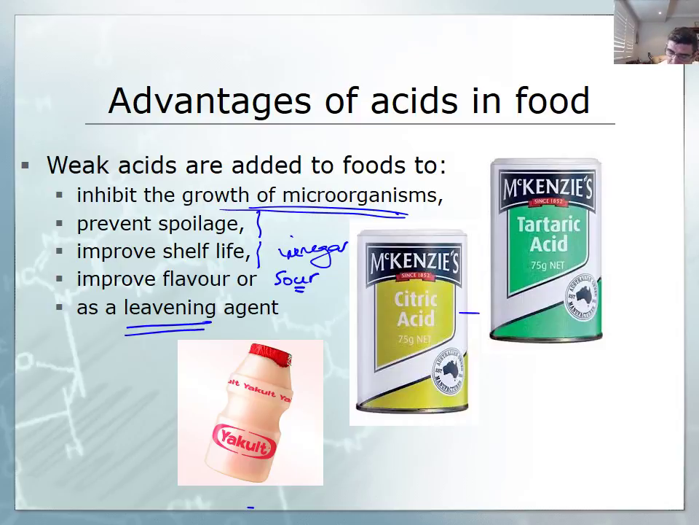You can see a couple of these proprietary kind of products, McKenzie's range of different types of acids, tartaric and citric, commonly used acids in cooking, and these are organic acids, which means we know that they are also almost by definition weak acids.